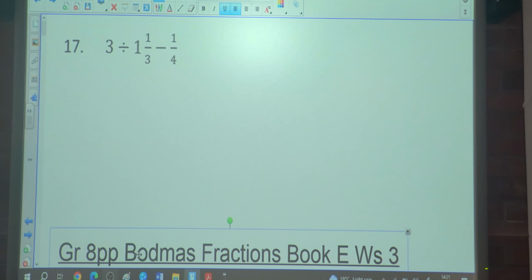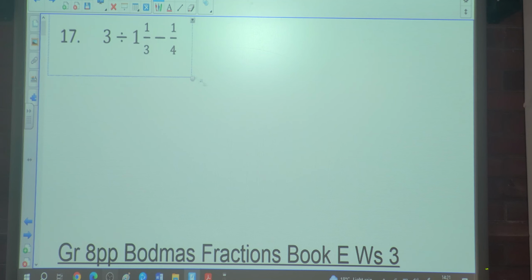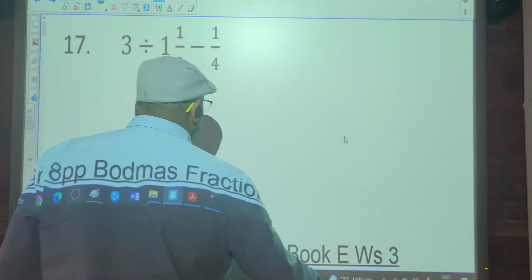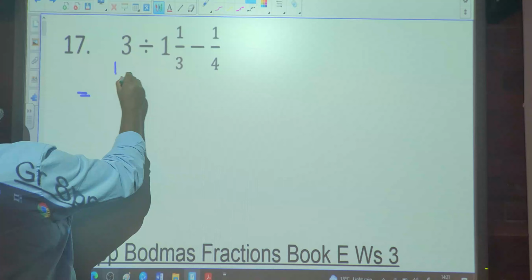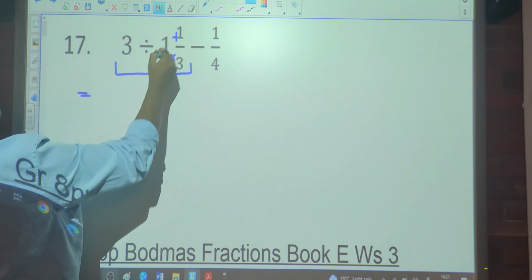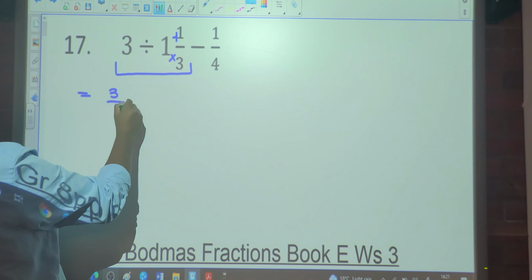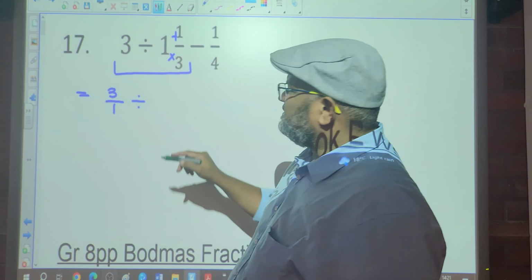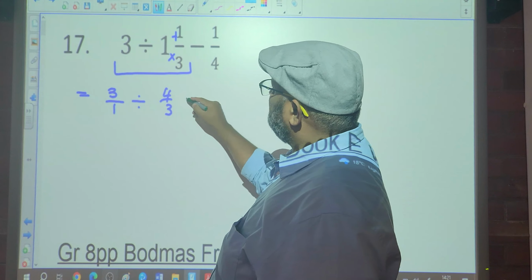So number 17. What must be done first according to Bodmas? Division. But I must change that first, not so? So it's 3 over 1 divided by 4 over 3, minus a quarter.